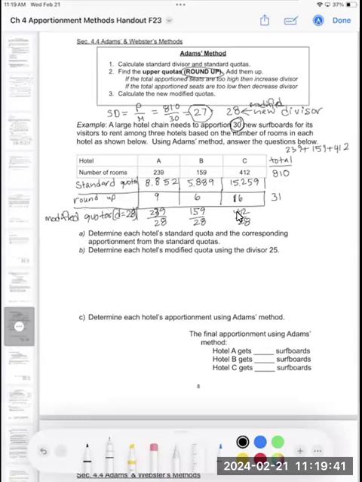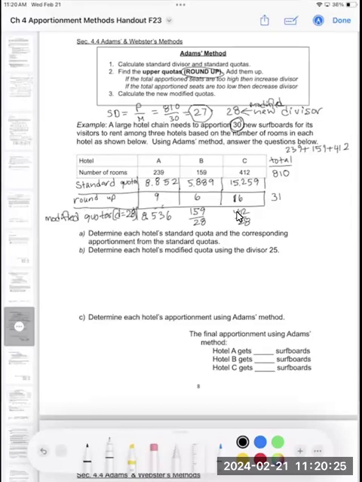So I wrote out the math that I actually did, but now I'm going to erase it and put the actual answers because I found the answers in my calculator. So 239 divided by 28 is 8.536. Notice how it didn't really change that much from the standard quota. It went from 8.852 to 8.536. So actually, we're going to round that up to 9. Their apportionment is not going to change.